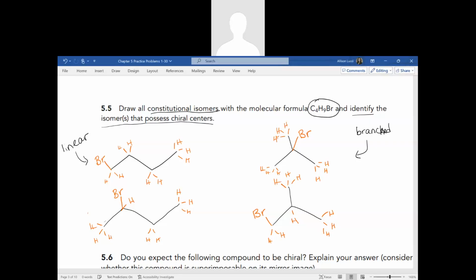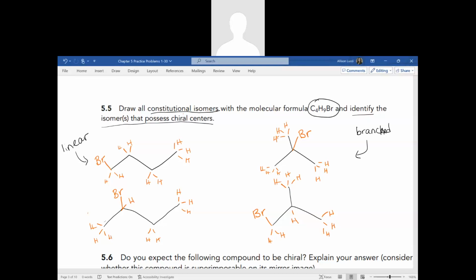So these are the 4 constitutional isomers that are possible, and you would find that if you tried to place carbons in a different bonding pattern, you would end up with some version or some orientation of these same 4 structures. So let's take a look.